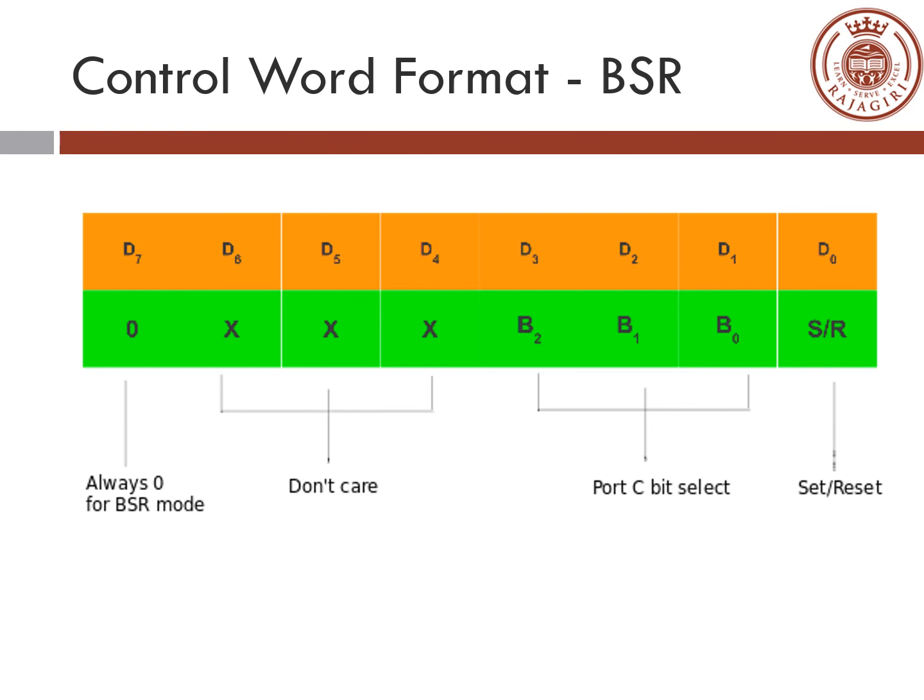Then the 3 bits starting from D1, that's D1, D2, D3, are used to select the 8 output lines in port C. So you can select individual lines by setting those bits. 000 would target port C bit 0, and 111 would be addressing port C bit 7. The D0 bit tells whether to set or reset the selected port C bit.